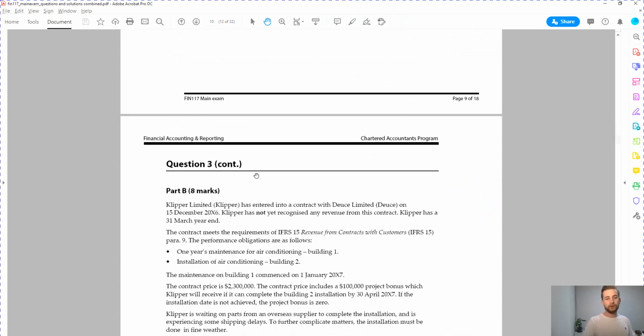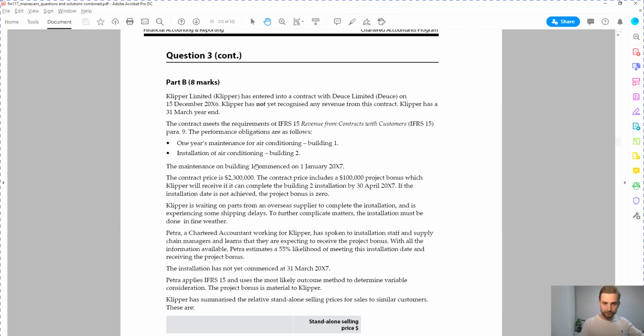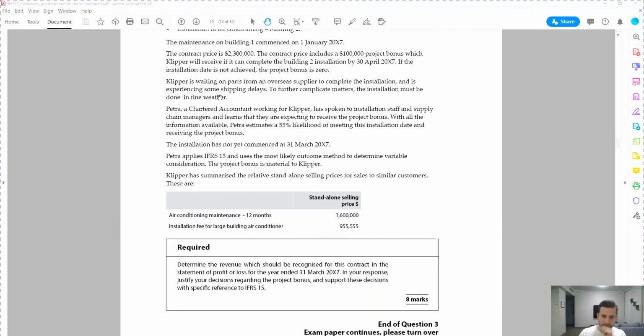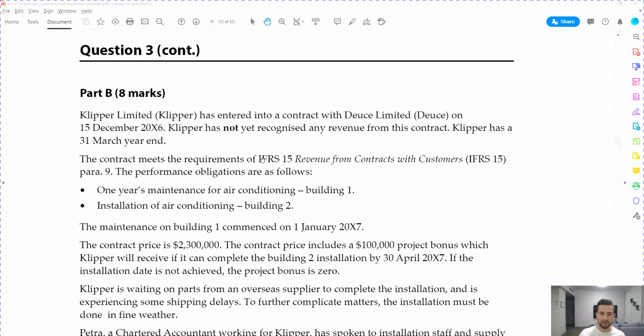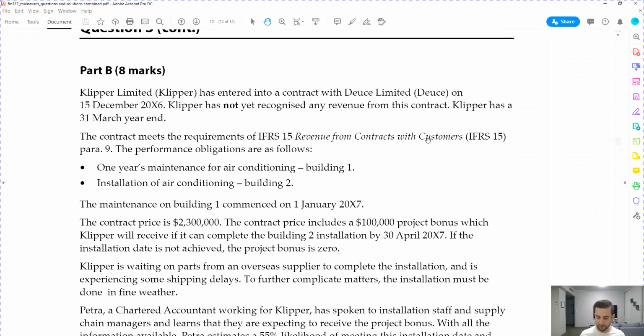So let's move on to the next one, which is part B. Alright, so part B. Determine the revenue which should be recognized for this contract in the statement of profit and loss for the year ended. In response, justify your decisions regarding the project bonus to support these decisions with specific reference to IFRS 15. So this is primarily a question to do with IFRS 15, which is revenue from contracts with customers. It was a new standard at the time of this exam. I think they were just testing the students who were across this new standard. So I wouldn't say this is a usual kind of question.